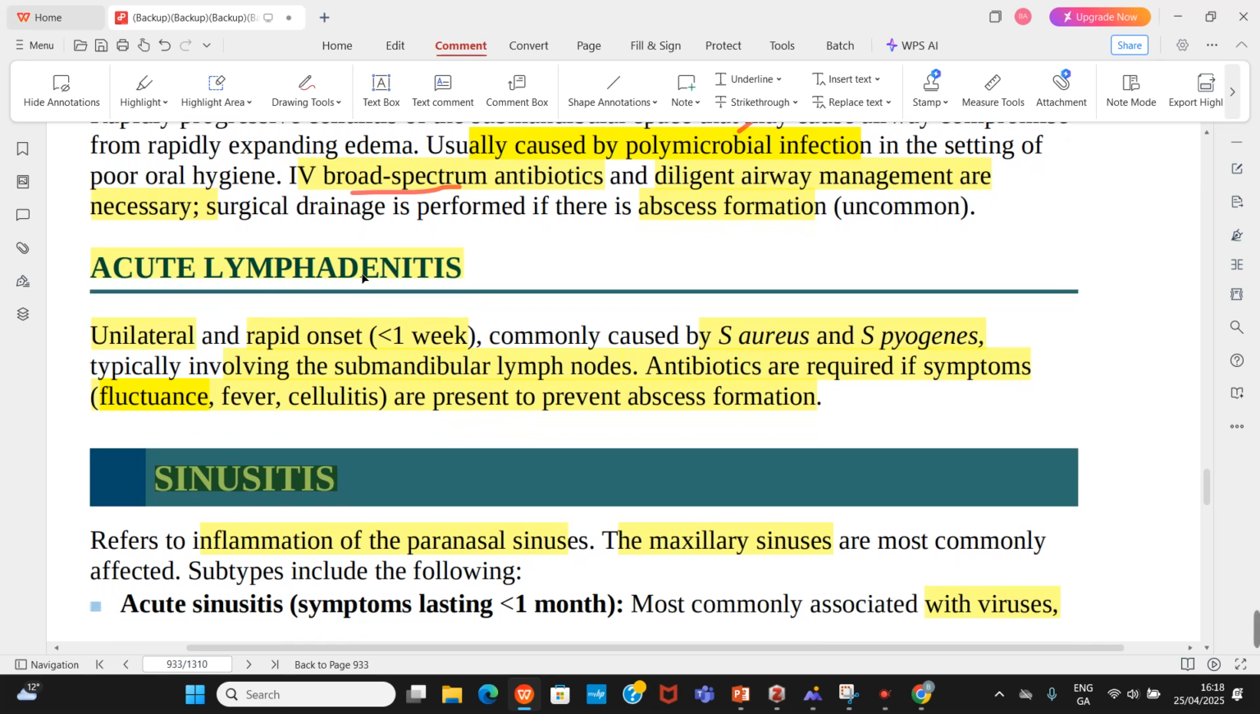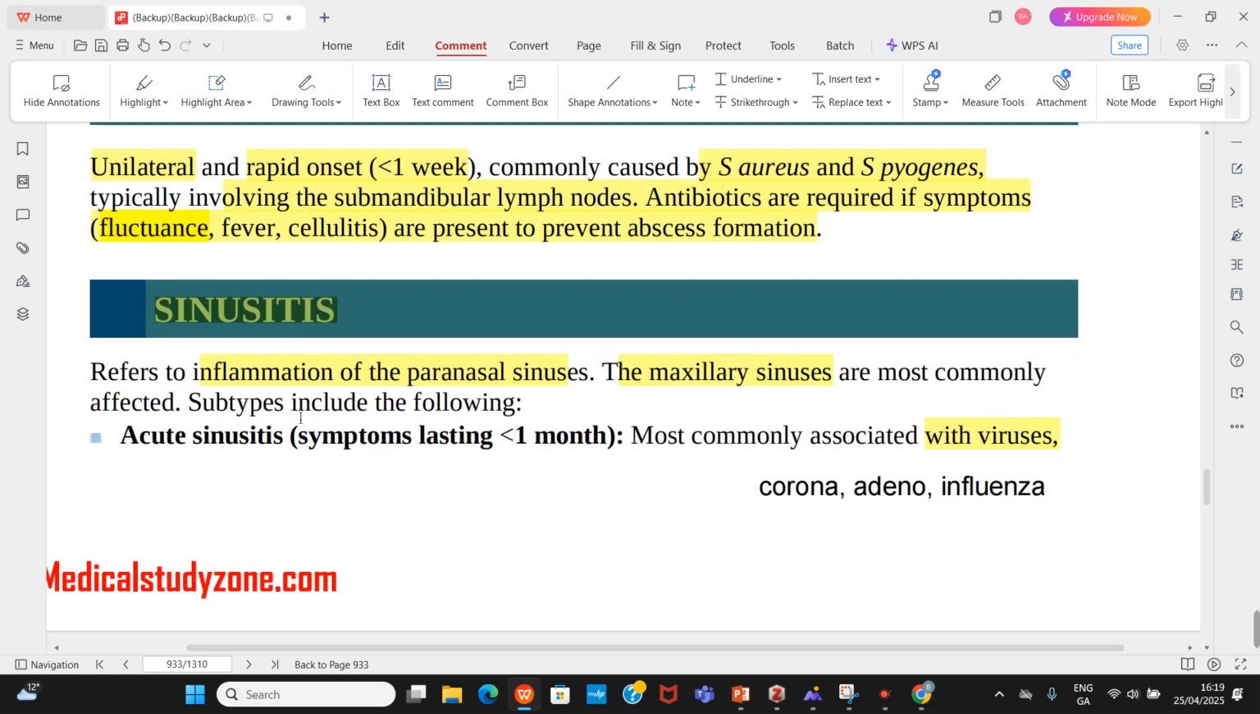So acute lymphadenitis is just unilateral inflammation of the lymph node, commonly caused by Staph aureus or Strep pyogenes. They typically affect the sublingual lymph node. Just give antibiotics if you feel any feature of abscess. So that's that about lymphadenitis.